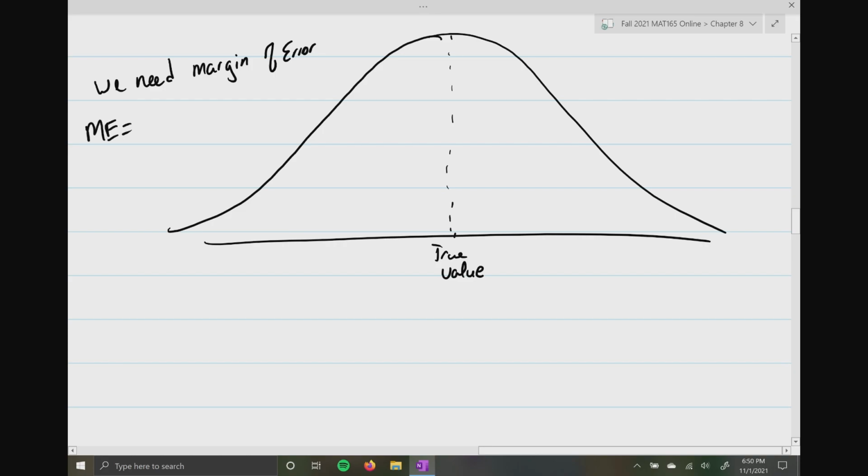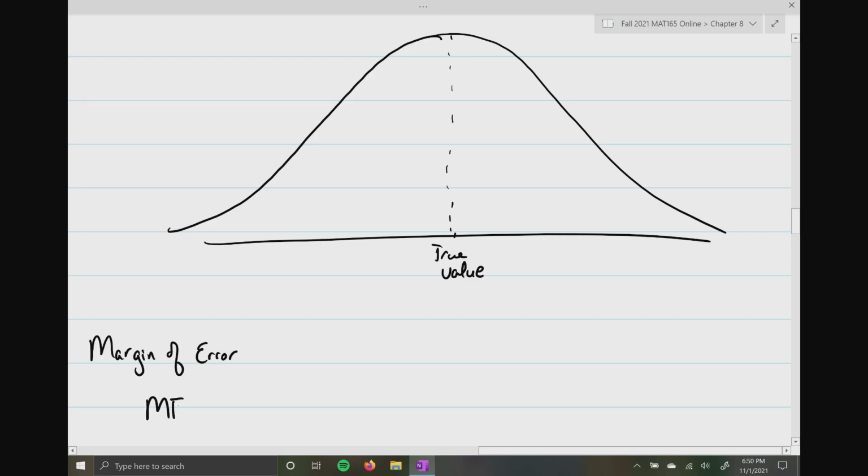Now, the margin of error, I'm just going to call it ME, is going to equal some critical value. You know what? Let me write it underneath. I think I'm doing a bad job. Here we go. So the margin of error, we'll say ME, is going to equal some sort of critical value multiplied by the standard error.